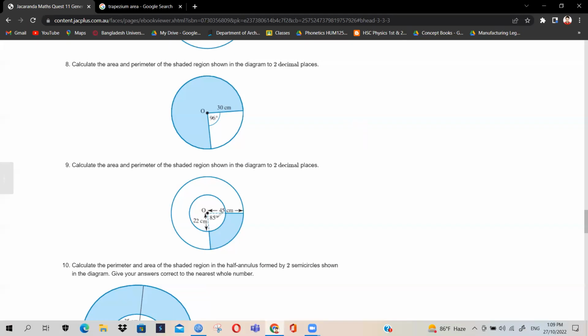So see, the angle here is 85 degrees, which is given. So what you have to do is, first of all, calculate the area of this portion. How do we calculate the area of this portion? That would be 85 upon 360 times, obviously, pi r squared. And what will be the pi r squared? It will be pi times 45 squared. So we have gotten the area of the portion.